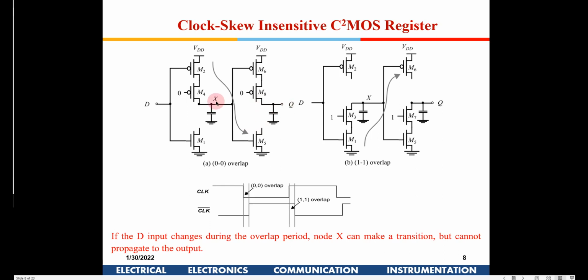This going from 1 to 0 will not affect the output, because of this PMOS. If it were 0 here, this would be 1. So if this PMOS gets switched off also, this will continue to remain 1. So this output doesn't get affected because of both the clocks going low. Is this aspect clear to all of you?